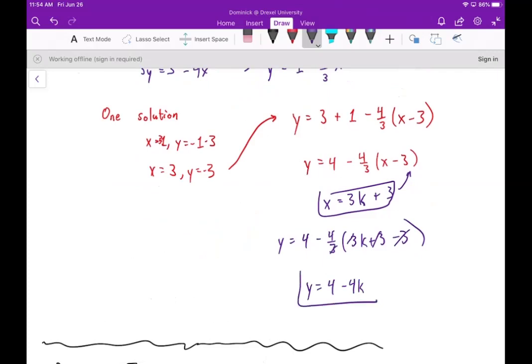All right, so those are our two solutions for x and y, and that would give us the complete solution set for this Diophantine equation.